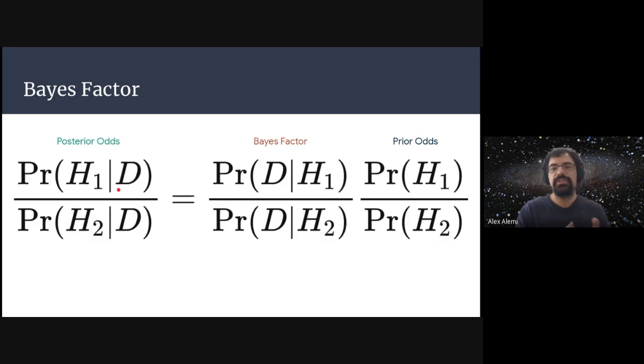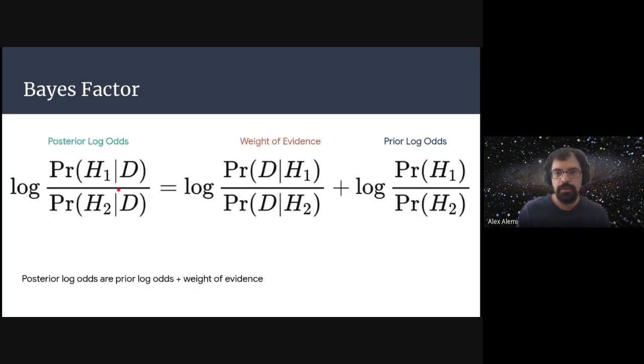And we can make it even simpler. Instead of a multiplicative update, if we take the log of both sides, we turn this into an additive update. This is the posterior log odds. This is the prior log odds. And this new term is the weight of evidence. This is what it is. This is where it comes from. Now we're going to talk about what it means.